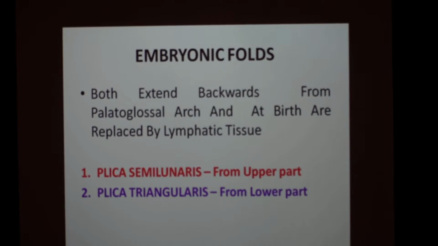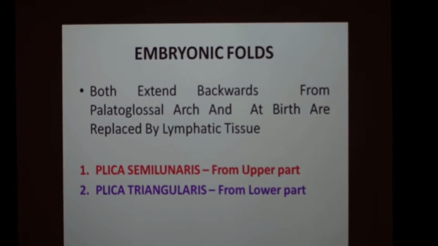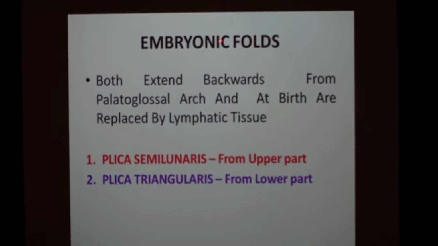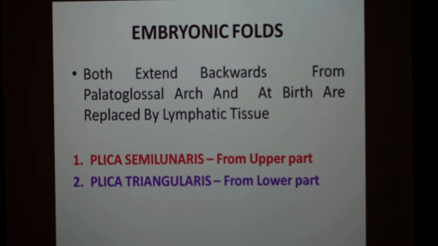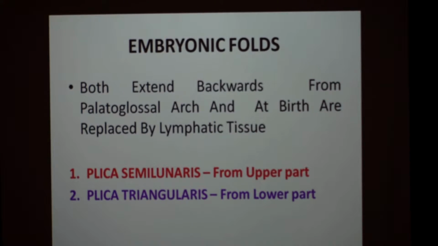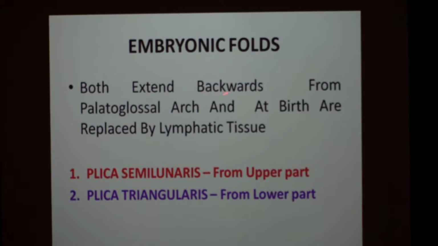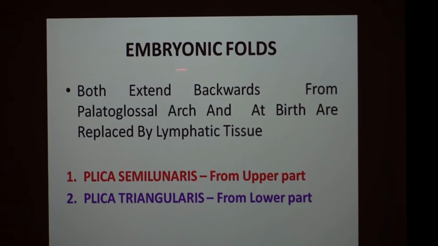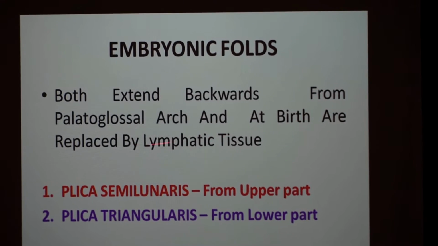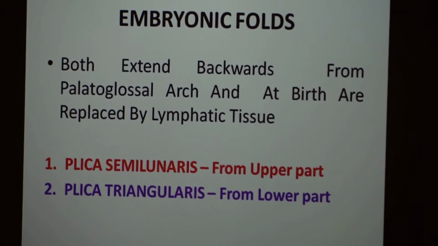So next we come to a very small one-liner type of topic, that is the embryonic folds which are present during the embryonic period or the fetal period, and later on these folds are occupied by the lymphatic tissue. So there are two embryonic folds which are extending backwards from the palatoglossal arch, and at birth they are replaced by the lymphatic tissue.